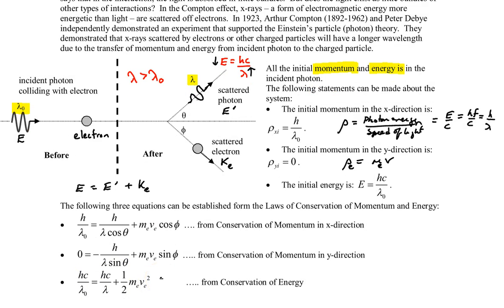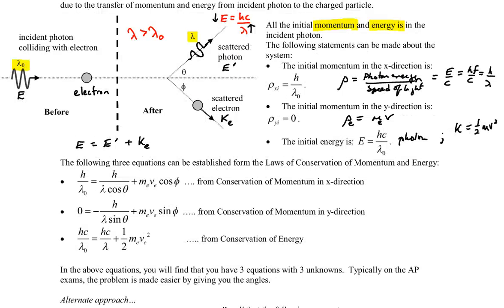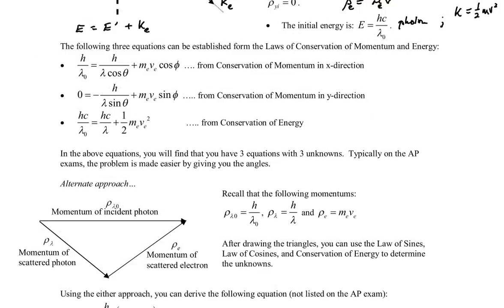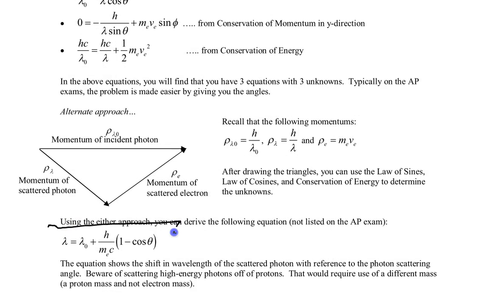You have to remember that the energy of a photon is given by this equation, hc over lambda. And remember that the kinetic energy formula for an electron is 1/2 mv squared. So we have the energy of the photon initially, and then we have the photon energy of the scattered photon here, and then the kinetic energy. So you have three equations, 1, 2, 3, and through a number of manipulations, Compton derived, and I'm just going to jump down to here, this equation.